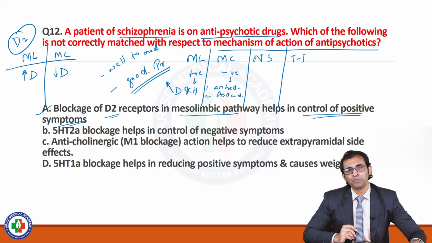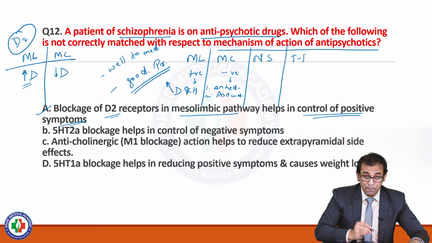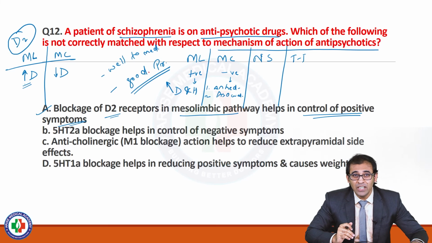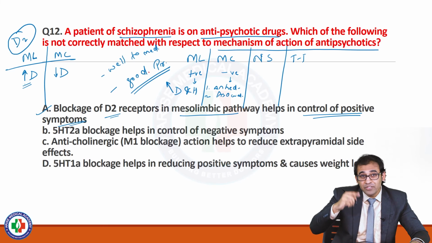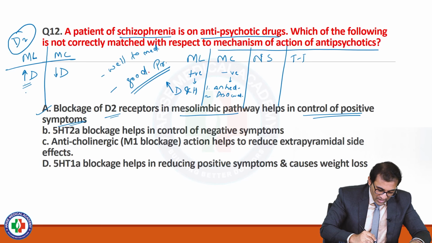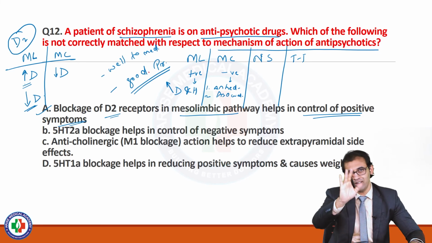Now understand here, whenever there was an increased level of dopamine, the patient was having delusion and hallucination. Now you have given a D2 blocker. After the medication, a D2 blocker like haloperidol, there will be a decreased level of dopamine. So yes, there will be improvement of the positive symptoms. So option A is right.